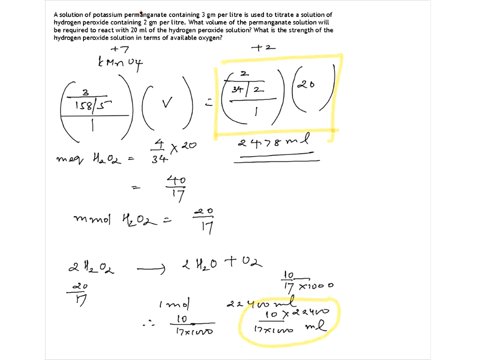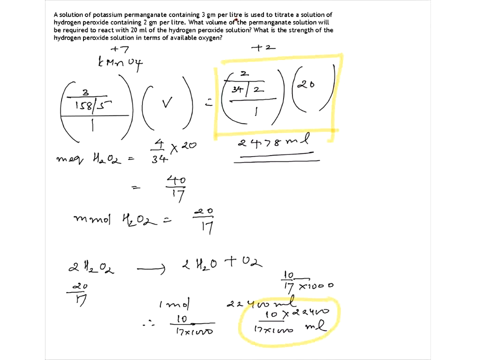Equivalents means N1V1 equal to N2V2. Now, potassium permanganate solution was 3 gram per liter. 3 gram per liter is not telling molarity, and it's not telling normality either. We will have to find normality. That's very easy. We have gram per liter, but we want mole per liter or equivalents per liter.